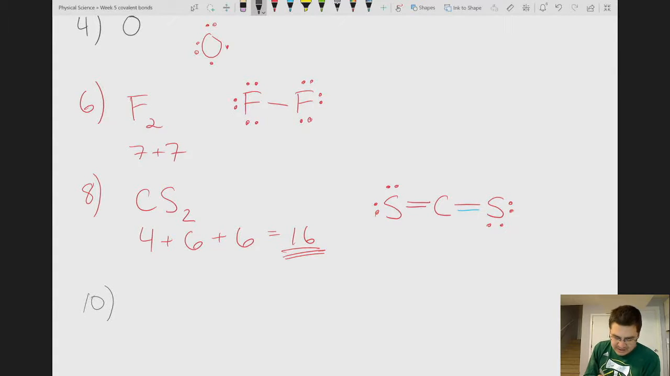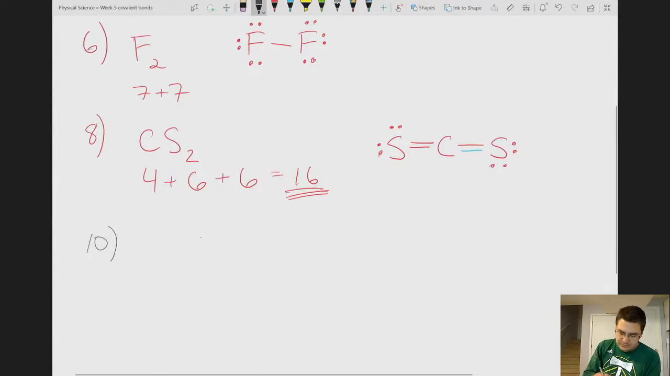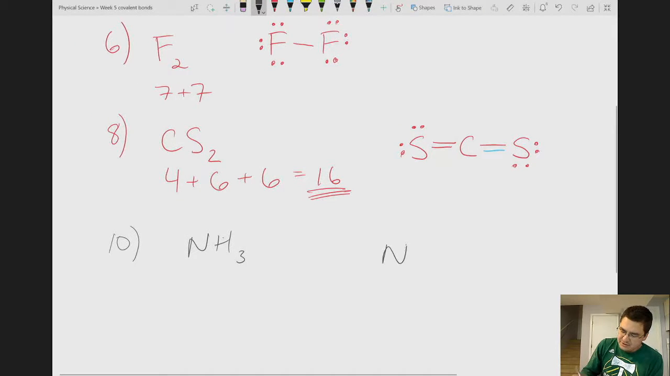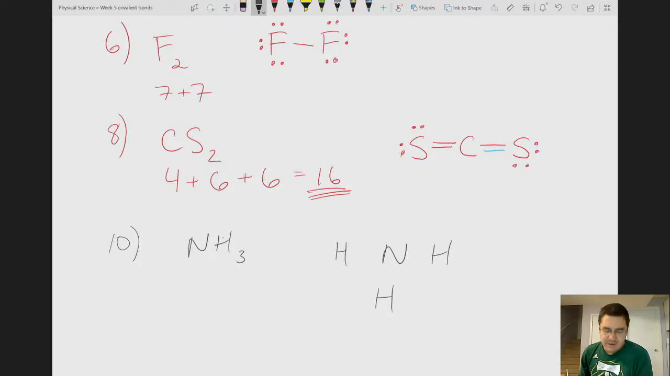Okay, and then the last one I'm going to do is question 10. Question 10 says NH3. So I can draw the structure first: N, H, H, H. H can never be a central atom. So here's 2, 4, 6. And I better add up my valence electrons. Nitrogen is in group 5. Hydrogen is in group 1, and I have 3 of them, so I can multiply that times 3.